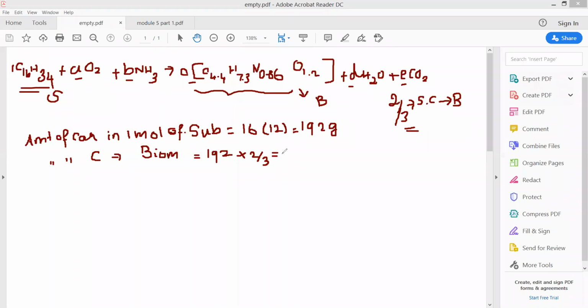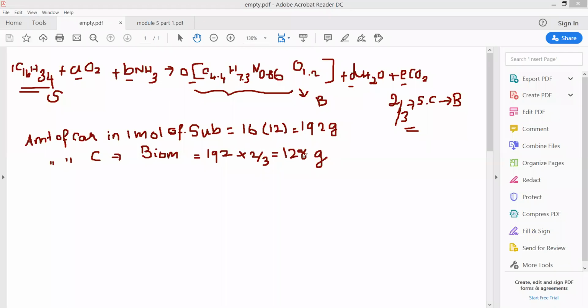192 into 2 by 3 is 128 grams. So the amount of carbon converted to biomass is 128 grams. That means the amount of carbon present in the substrate is 192 grams. So 16 into 12, 16 carbons into the atomic weight, that is 192 grams. And they have given that 2 by 3rd of the substrate carbon is being converted to biomass. So 192 into 2 by 3 is what?